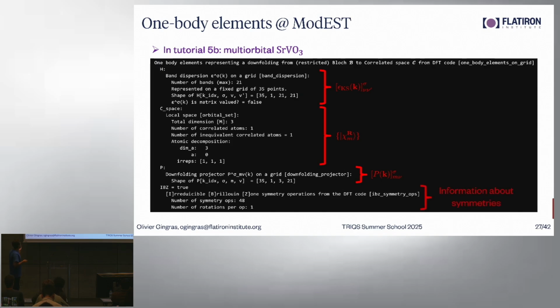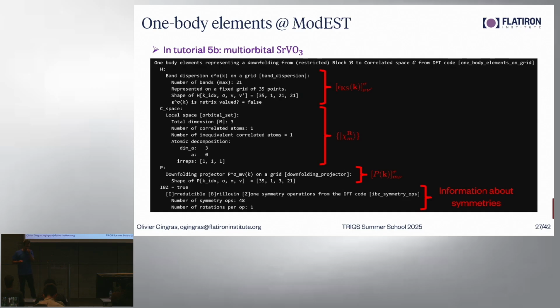And finally, here, because this is done with Vim2K, there's also some information about the irreducible Brillouin zone, because we're working only on part of the Brillouin zone. We're using symmetries to deduce the rest. Right. Okay, so this is kind of the object. The developers of Modest made it very compact.